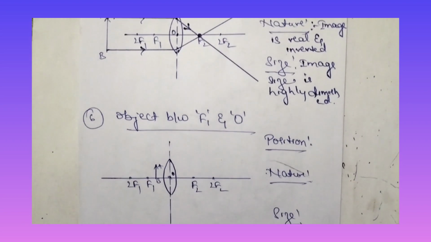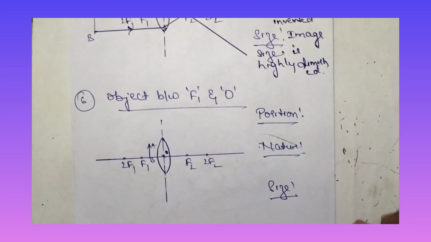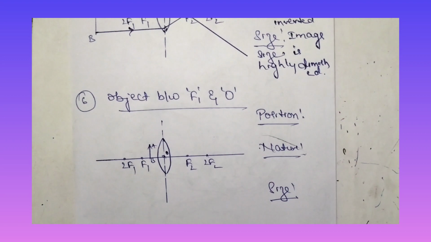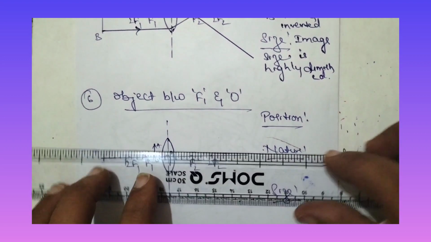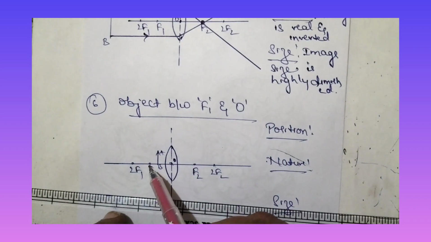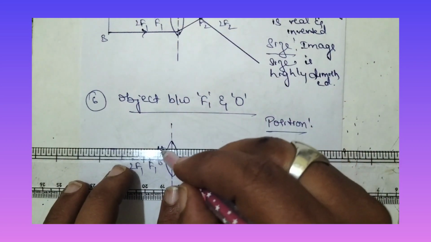Now let us move to position number 6, that is, when the object is kept between the optic center and F1. So let us see where the image will be formed. This is the optic center and this is F1. Now let us see how the image will be formed.